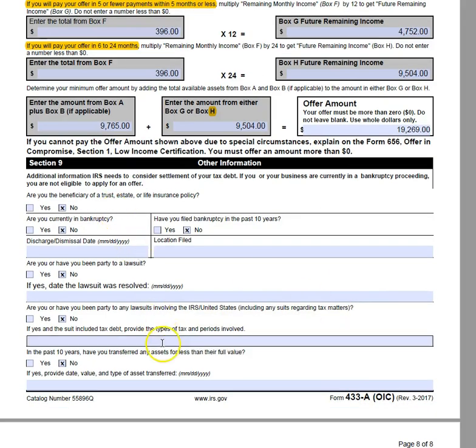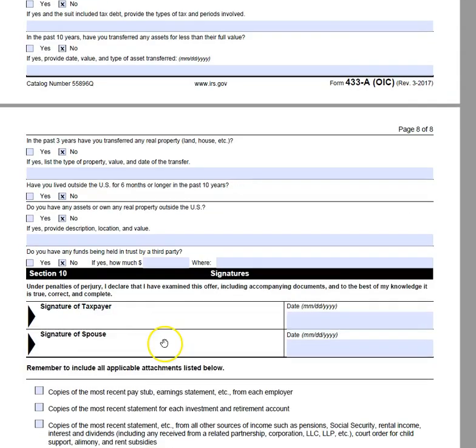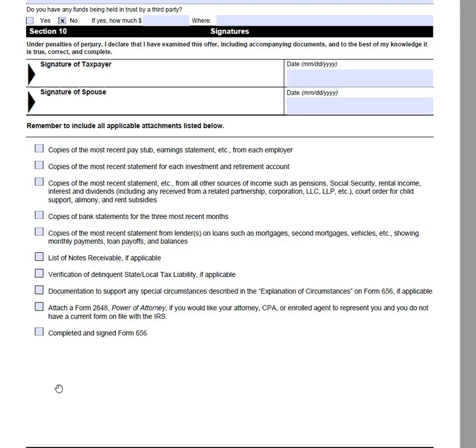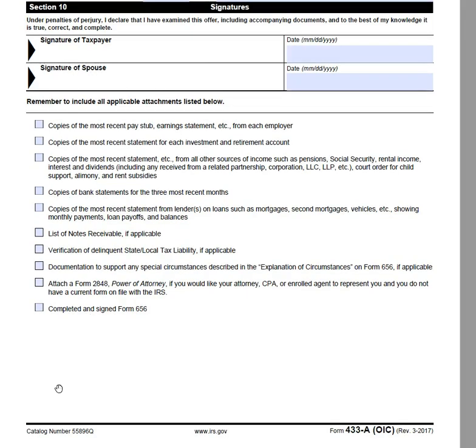These are just some basic yes or no questions that you're going to want to go through and answer. Section 10, you're going to sign and date it, and then down here it's going to give you a list of items that you need to attach and make sure that you've verified when submitting this offer and compromise. So go through and make sure you have all these items and that you're including them when you submit this to the offer. And that is your Form 433A OIC.